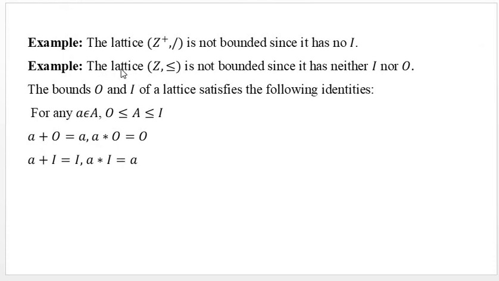Another example, the lattice Z plus under division is not bounded since it has no 1. If you consider the lattice Z under less than or equal to, it is not bounded. It has neither 1 nor 0. So the bounds 0 and 1 of a lattice satisfy the following identities. For any A element of L, 0 less than or equal to A less than or equal to 1, A plus 0 is A, A star 0 is 0, A plus 1 is 1 and A star 1 equal to A.